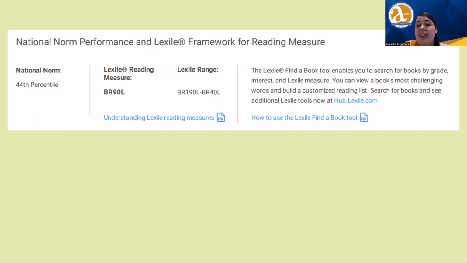We're going to see something called a Lexile level. You will see this on your report. And a Lexile level lets you know what your student can read independently. So using tools like the Lexile book tool, you can find what books a student can read independently.